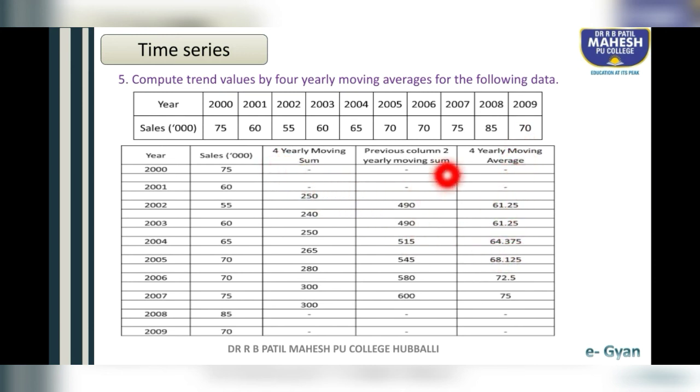So 4 twos are 8. You have to divide by 8 for all values. 490 divided by 8 is 61.25. Again 490 divided by 8 is 61.25. 515 divided by 8 is 64.375. 545 divided by 8 is 68.125. 580 divided by 8 is 72.5. The last value is 600. 600 divided by 8 is 75. Students, like this you have to find the 4 yearly moving averages.